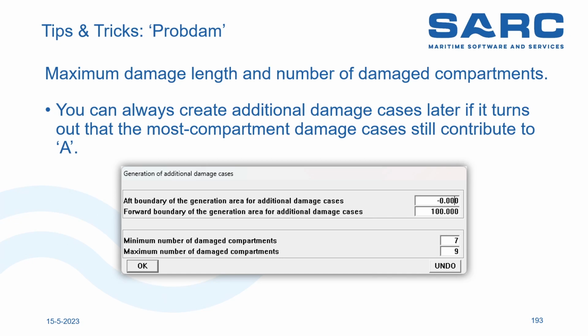It's also a nice thing that the aft boundary and forward boundary can be set. For instance, if you have the aft part of the vessel where you have a lot of small compartments, which are likely to survive, then a 9 compartment damage case is not that bad. You can also select a part of the vessel for multiple compartment damage cases to be calculated.